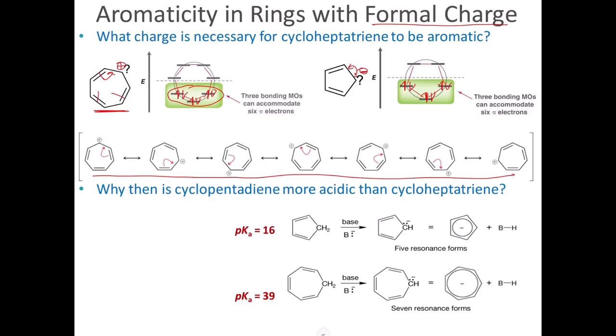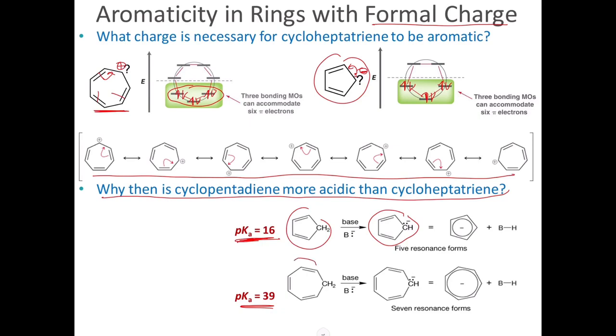Now, why is cyclopentadiene more acidic than cycloheptatriene? And I want you to look at this question carefully. Cyclopentadiene has a pKa of 16. The one for cycloheptatriene has a pKa of 39. Now, let us see what kind of formal charge we are going to get when this compound is deprotonated. So when we have this one deprotonated, we end up with an aromatic compound, similar to what we had here.